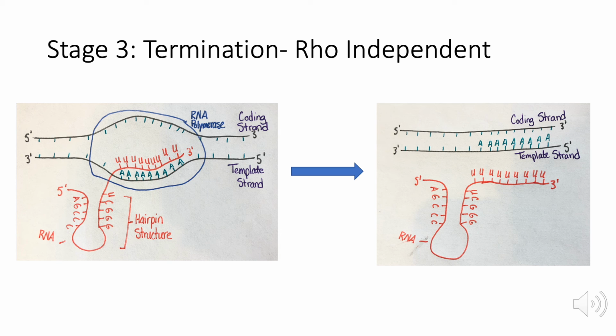In Rho-independent termination, inverted repeats are present in the DNA sequence, which causes the RNA strand to form a hairpin structure. This structure inhibits the RNA polymerase, causing it to pause. Directly after the inverted repeats, there is a string of adenines in the DNA strand, which in turn causes uracil to form in the RNA strand. These AU bonds between the DNA and RNA strands are very weak bonds, promoting dissociation between the DNA and RNA pairs, in turn causing termination.